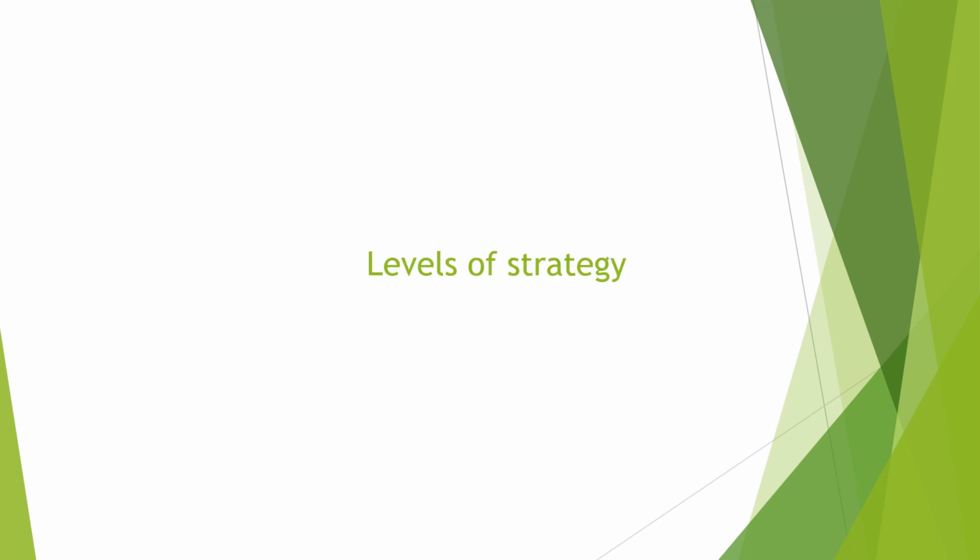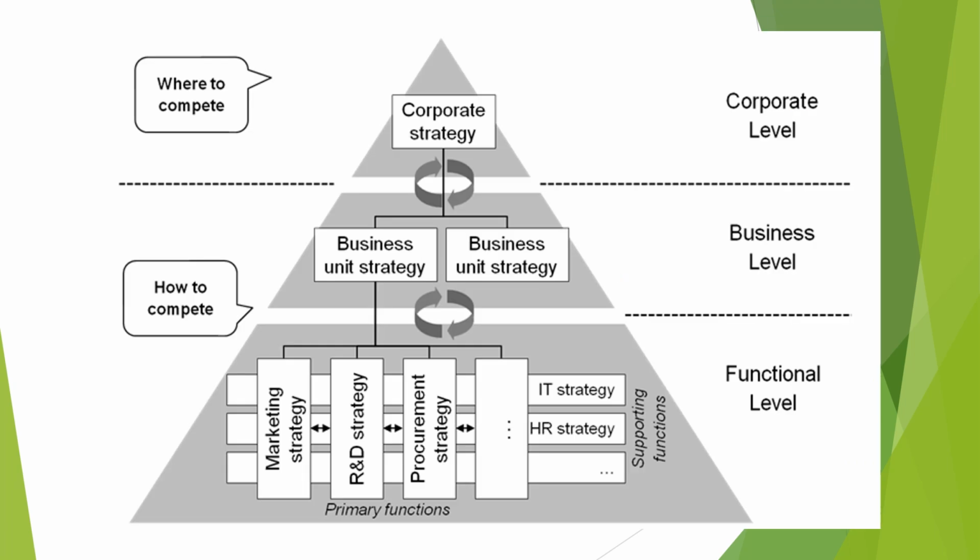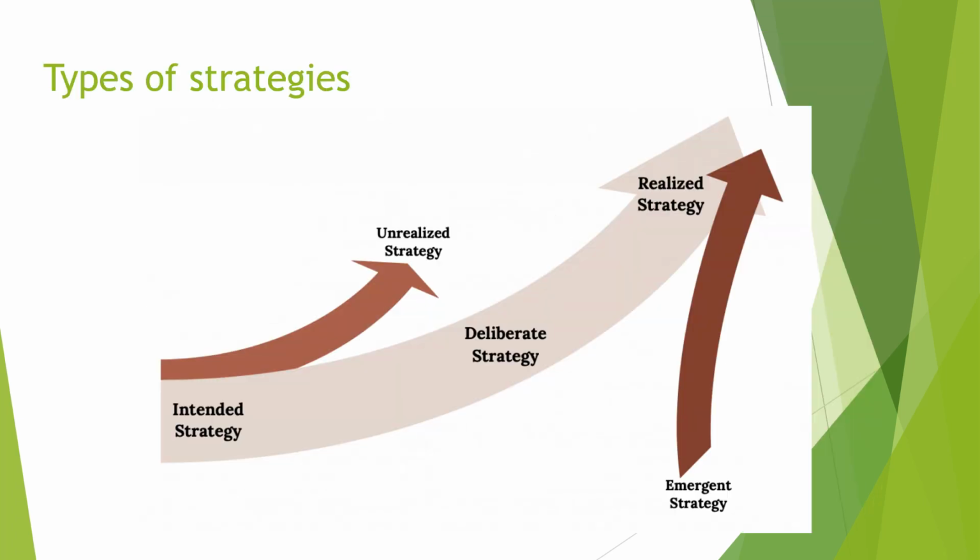Now we'll discuss the various levels of strategy. When we talk about levels of strategy, we can categorize them into three categories. One is the corporate level, another is the business level, and another is the functional level. From the name itself, we can identify the importance and who is actually creating the strategy at that level. At the corporate level, the higher people develop it and it is implemented in the organization, something like that.